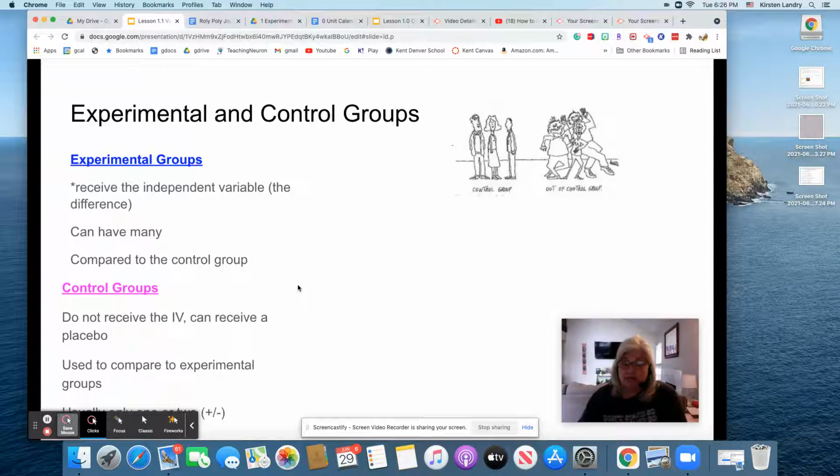You can have a lot of experimental groups depending on if you're looking at different amounts of stuff, and you're going to compare your results from the experimental groups to the control group. A control group does not receive the independent variable. Sometimes, especially in drug trials, they'll receive a placebo, which looks just like the drug but is actually a sugar pill. Those are used to compare to the experimental groups. Remember that control groups can be either positive or negative.